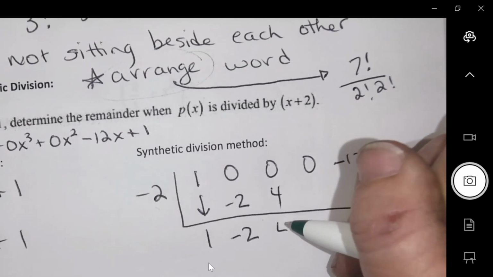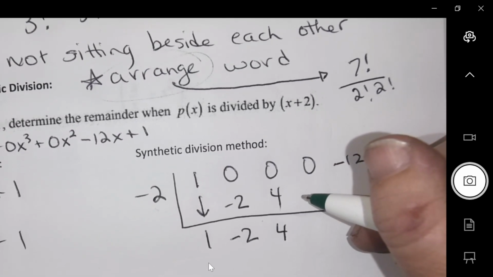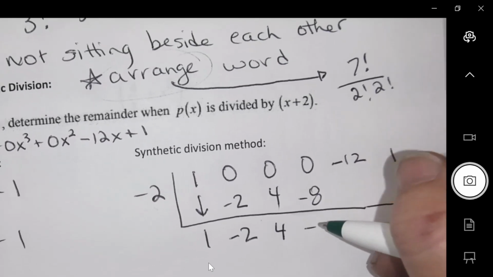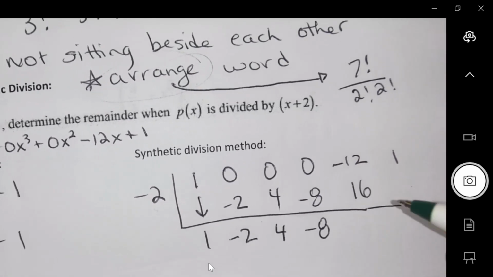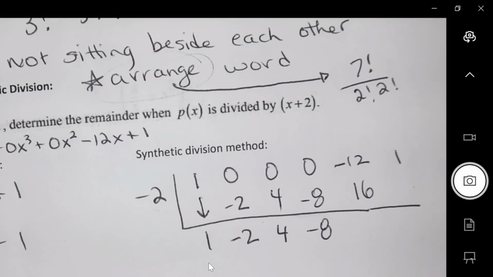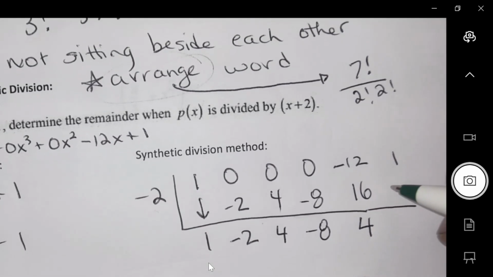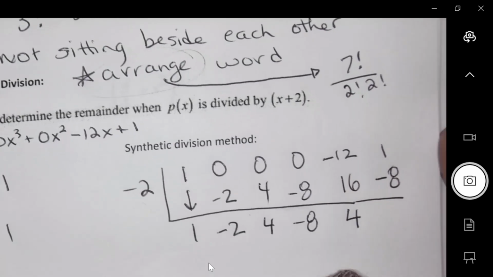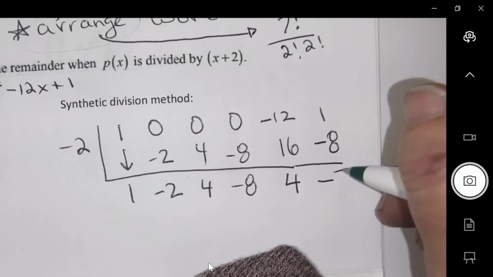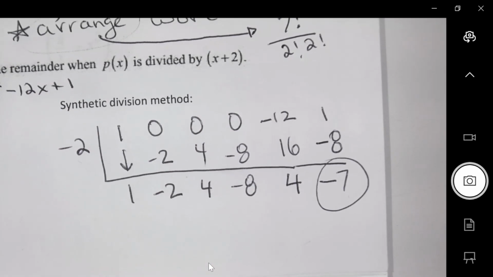Okay, 4, then this would be a -8 and a 16. So that adds to 4, back to a -8 there, which makes -7.